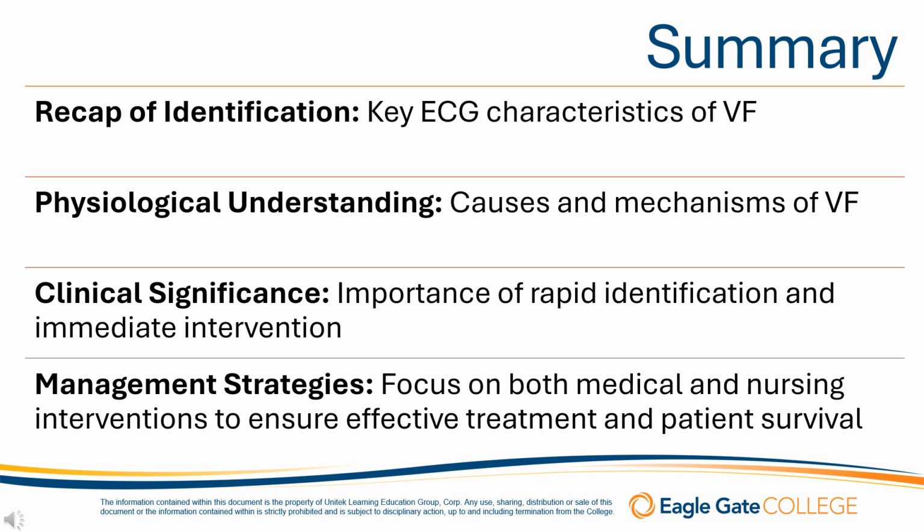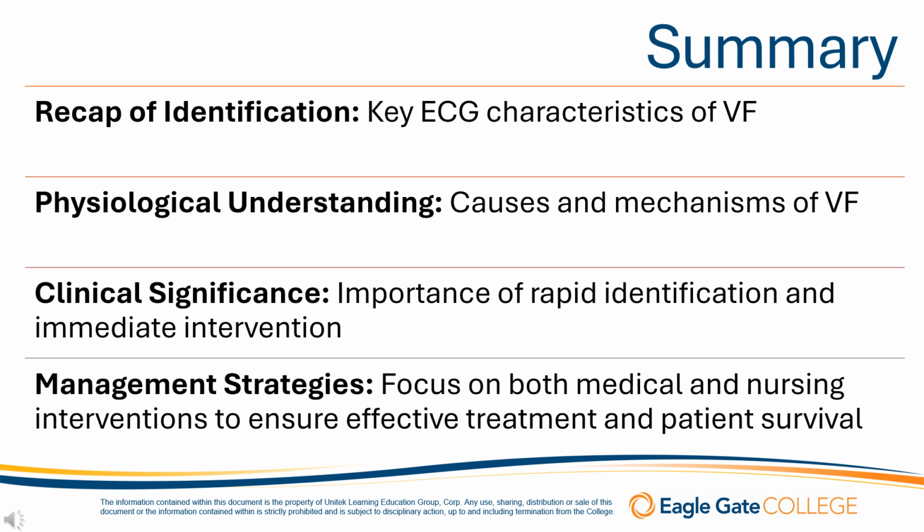Scar tissue from a myocardial infarction or other cardiac condition can create re-entry circuits, leading to VFib. Increased automaticity in the ventricular tissue can trigger VFib, and early afterdepolarizations or delayed afterdepolarizations due to electrolyte imbalances or drug toxicity can also lead to VFib. VFib is often associated with acute MI, severe electrolyte imbalances, and drug toxicity.